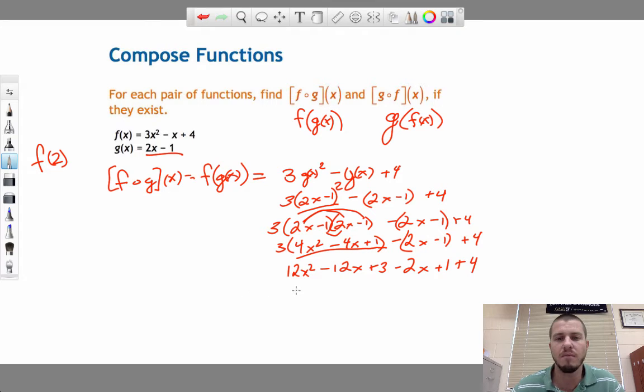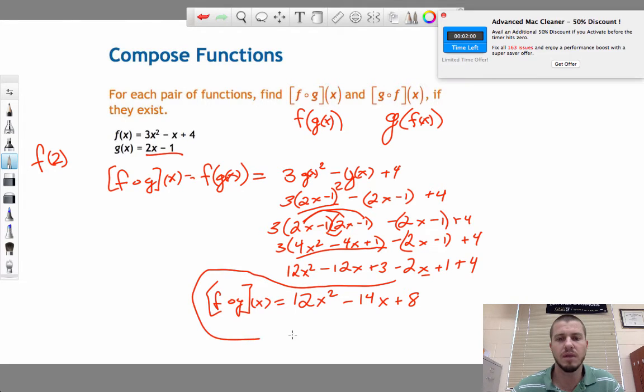And at this point, I'm going to combine my like terms, and I get 12x squared by itself. Negative 12x, negative 2x becomes negative 14x. And then I have positive 3, positive 1, positive 4, and that becomes positive 8. So f of g is equal to 12x squared minus 14x plus 8.